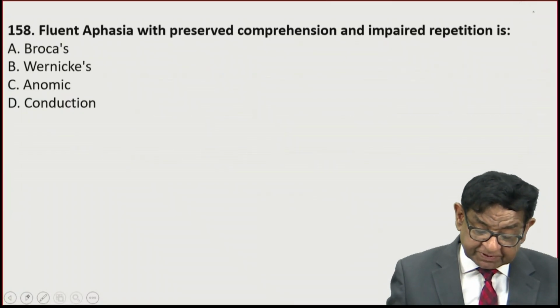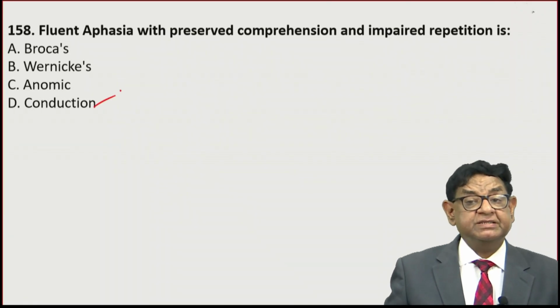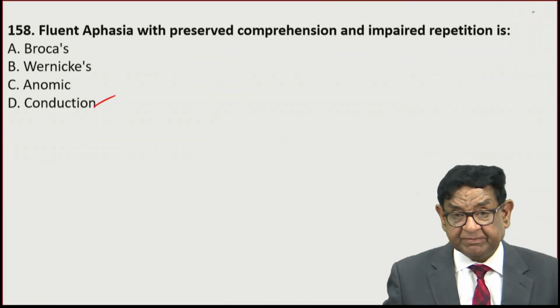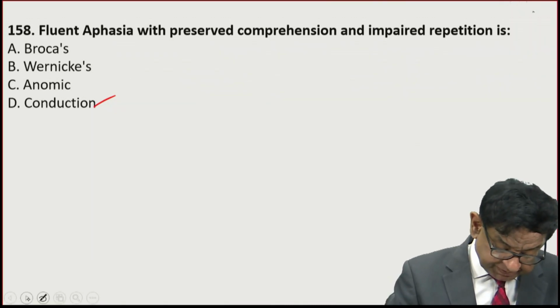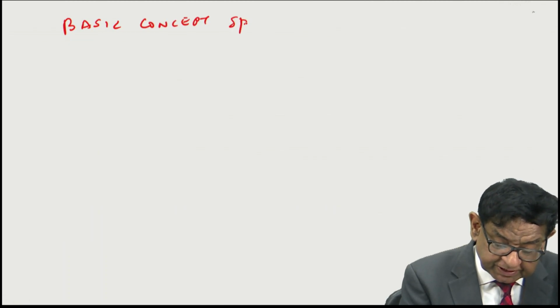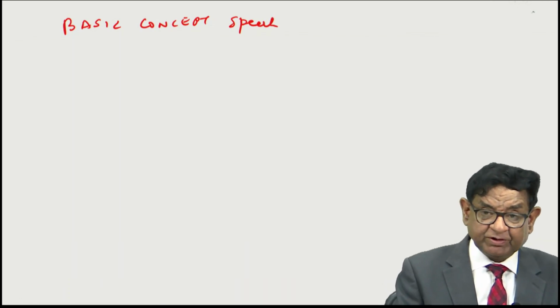Fluent aphasia and preserved comprehension is seen in conduction type of aphasia. For that, let's learn the basic concepts about speech. So first we will learn anatomy and physiology of speech, then we talk about.